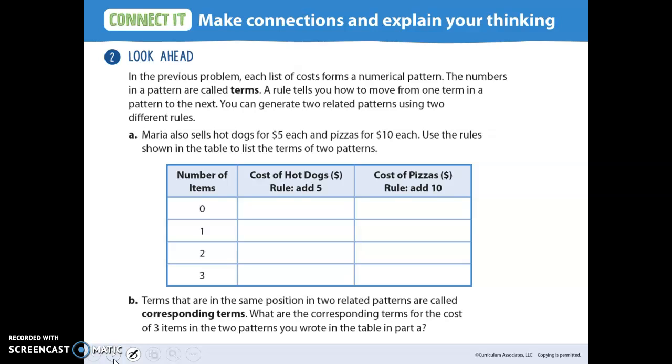Maria also sells hot dogs for $5 and pizza for $10 each. Use the rules shown in the table to list the terms of each pattern. So you're going down this direction. If the hot dog, you're adding 5 is the rule. So for the first one, if you have no items, how much is that going to cost, right? And then if you have 1 item and it's $5 each, and then adding 5 each time. And then for your pizza, fill this one in based on that. And then we'll talk about those corresponding terms once the chart's filled in, okay? So go ahead and fill your chart in.